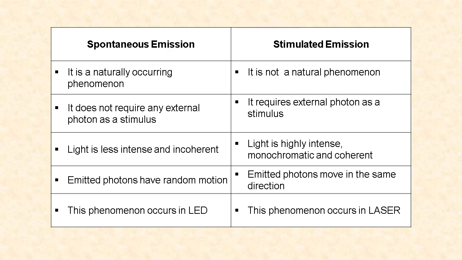In spontaneous emission, the light has less intensity than stimulated emission and it is incoherent. But in stimulated emission, the emitted light is highly intense, monochromatic and coherent. In spontaneous emission, the emitted photons have random motion, but in stimulated emission, the emitted photons move in the same direction and they have high directivity. The spontaneous emission phenomenon occurs in LED. The stimulated emission phenomenon occurs in laser.